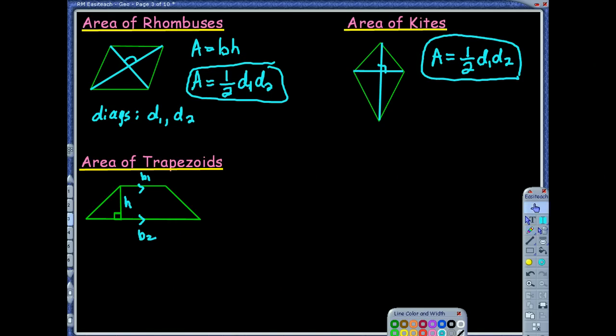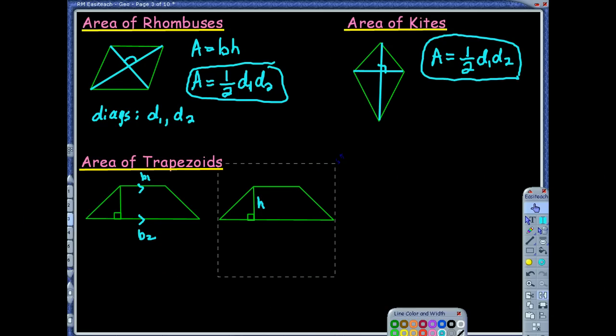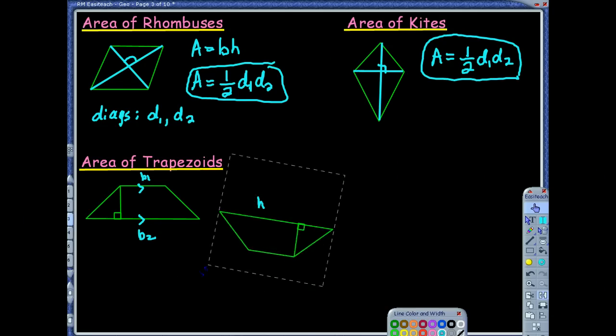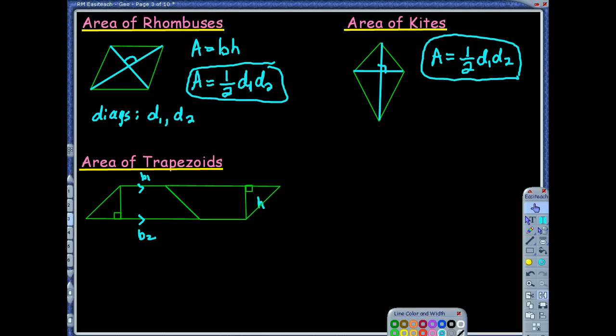Now, if I take a complete copy of that trapezoid, and I'm going to flip it around and move it right here. Oh, it's a parallelogram. Notice two exactly the same trapezoids put together make a parallelogram, right? So if I know that, but I only want to find the area of one of them, I need to do half of it?